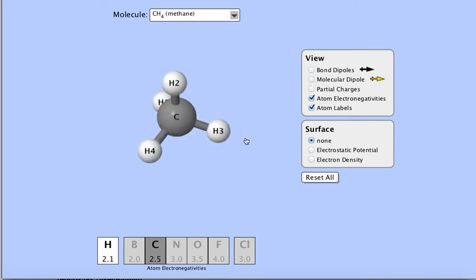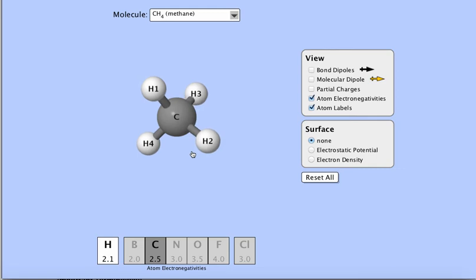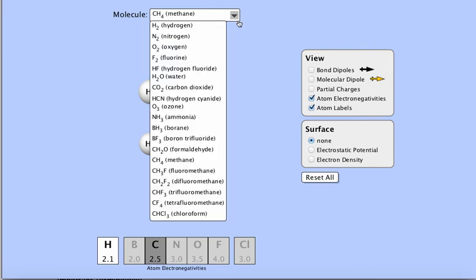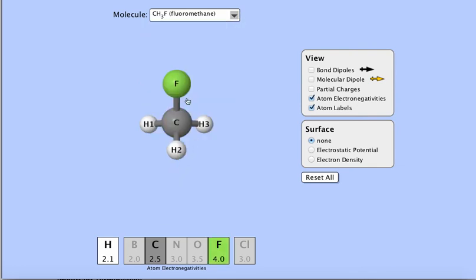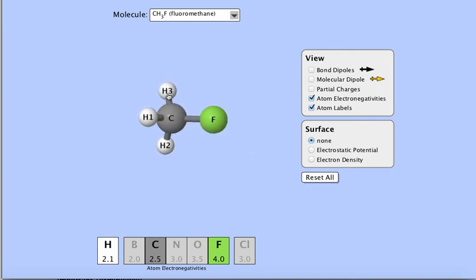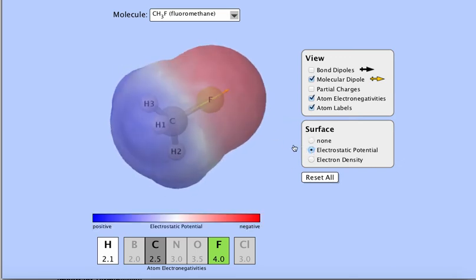Now, what's one thing you think we could change about this to make it polar? Well, hopefully you said you could change one of the hydrogens and make it more electronegative. So a different element, maybe like fluorine. If we do that, it's still tetrahedral. But now, whereas the three bonds here on the left are covalent, or very weakly polar covalent, this bond between carbon and fluorine is quite polar. That leads to a net molecular dipole towards fluorine, and that makes the molecule quite polar overall.